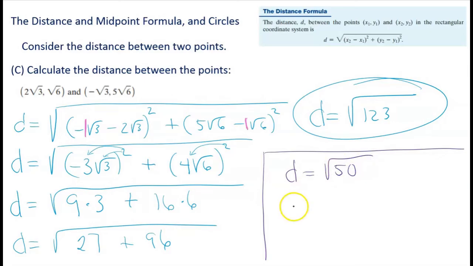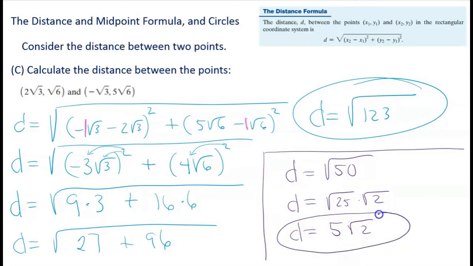It's 25, right? So I could write this as the square root of 25 times the square root of 2, right? Because 25 times 2 is 50. Now, why did I do that? Because the square root of 25 is 5, and the square root of 2 does not simplify any further, and that would be your final answer. So always, always simplify square roots.